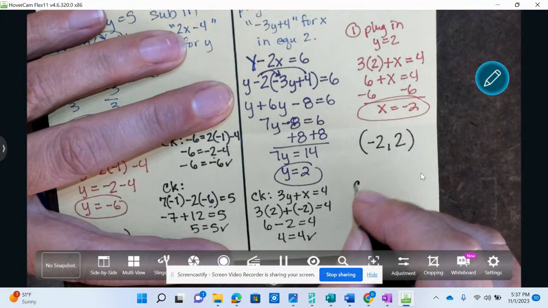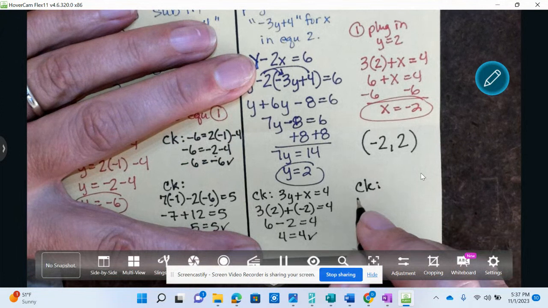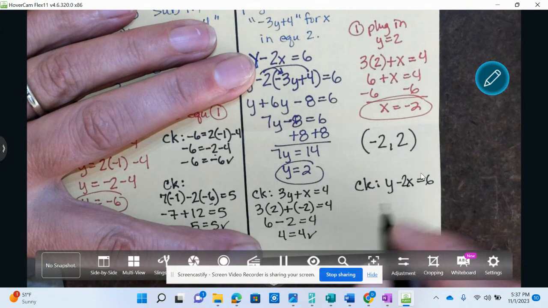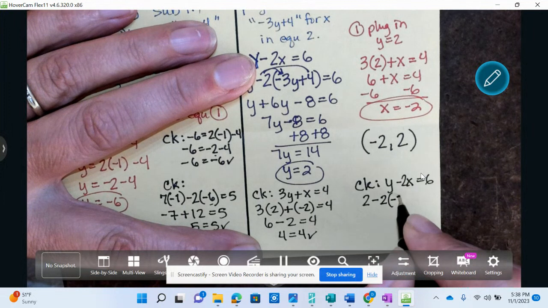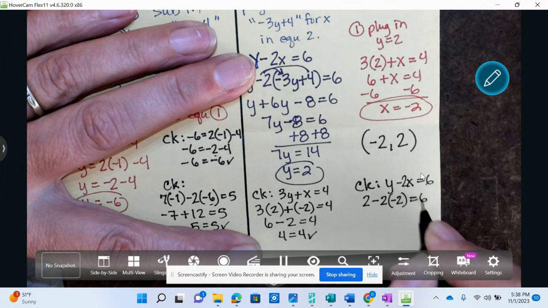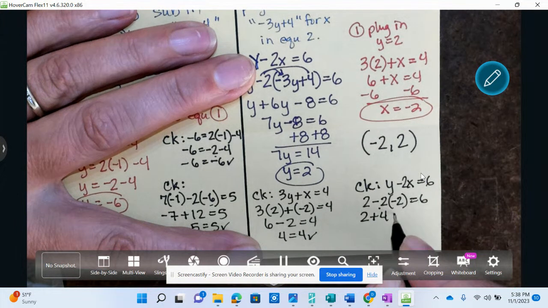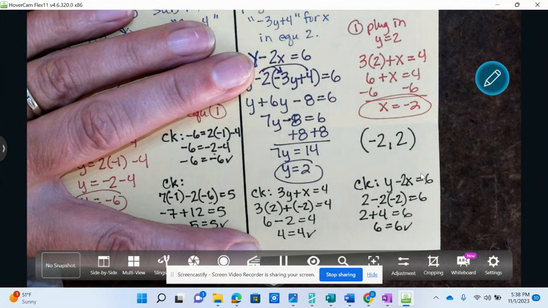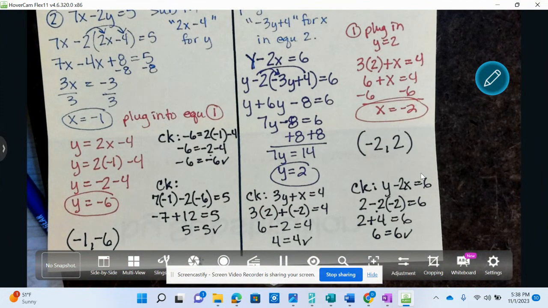We have to check the second equation. So our second equation, y minus 2x equals 6. Well, y is 2, so 2 minus 2 times the quantity, x is negative 2, equals 6. A negative 2 times a negative 2, well, that's a positive 4, equals 6. And 2 plus 4 is, in fact, 6. So, again, we have checked both of our equations. Our solution works for both of them.